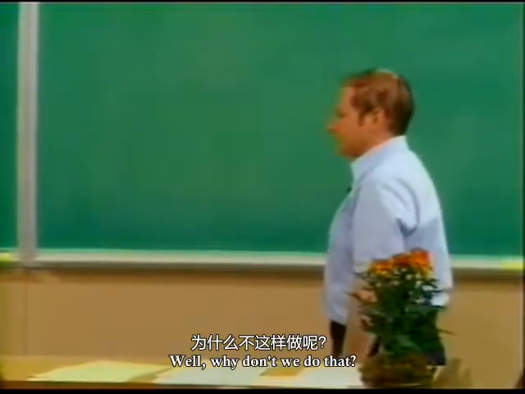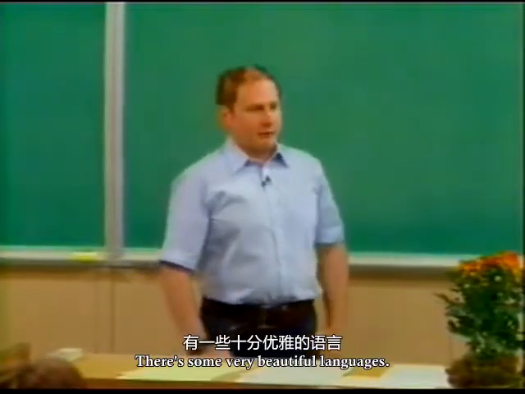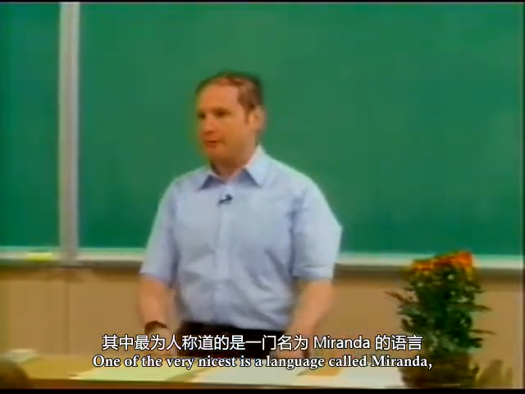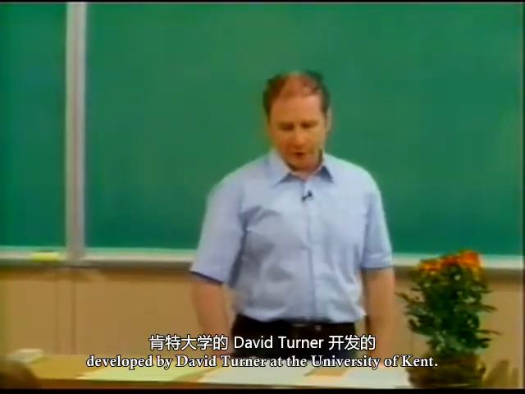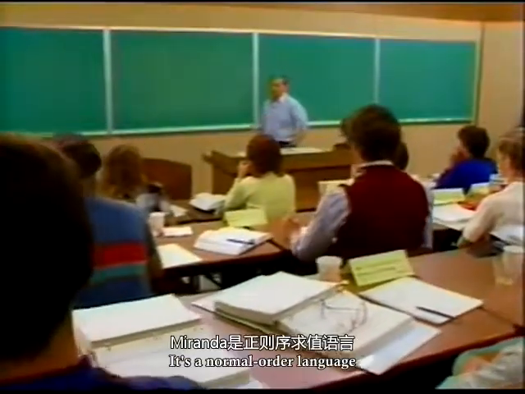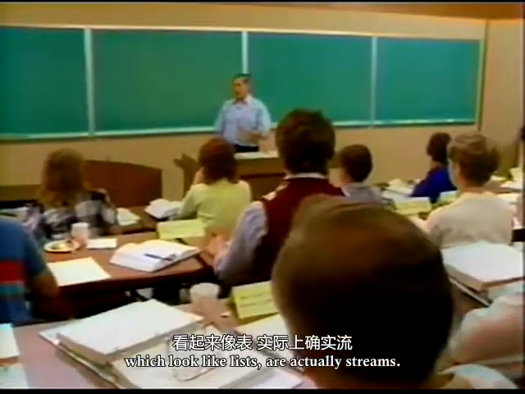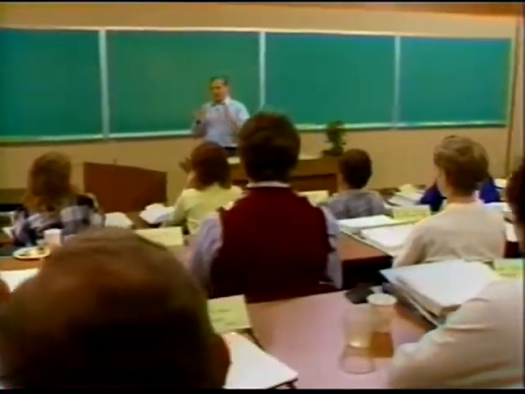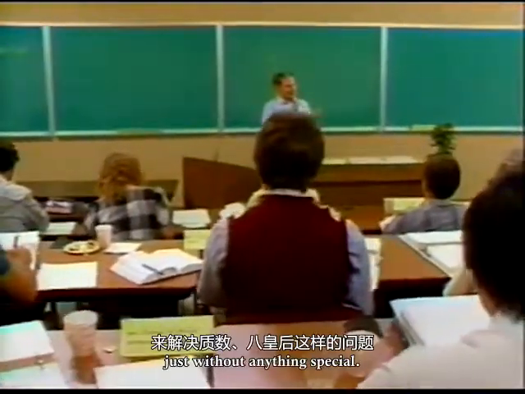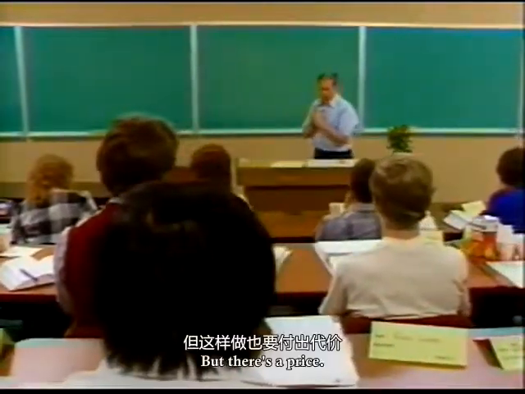Well, why don't we do that? First of all, I should say people do that. There are some very, very beautiful languages. One of the very nicest is a language called Miranda, which was developed by David Turner at the University of Kent. And that's how this language works. It's a normal order language, and its data structures, which look like lists, are actually streams. And you write ordinary procedures in Miranda, and they do these prime things and these 8 queens things without anything special. It's all built in there. But there's a price.